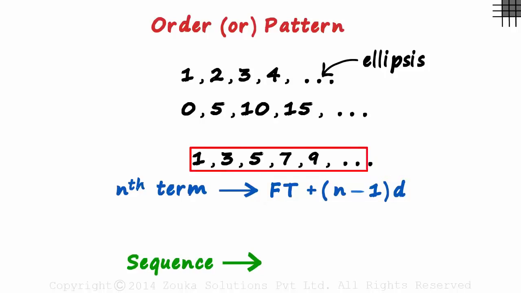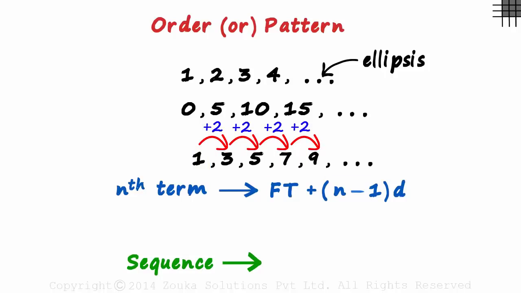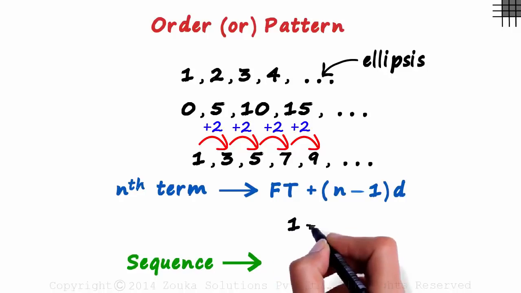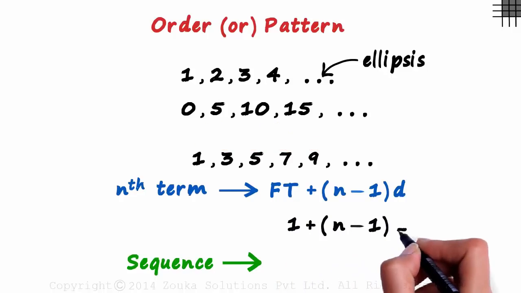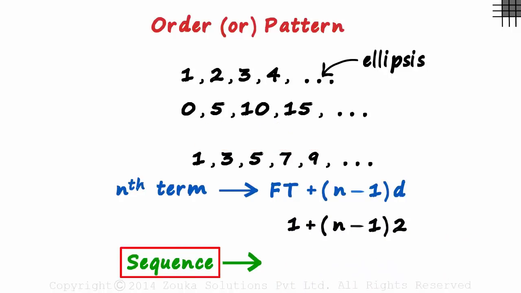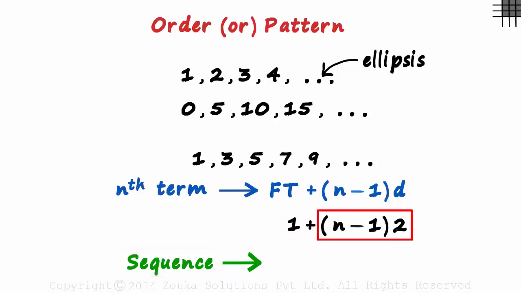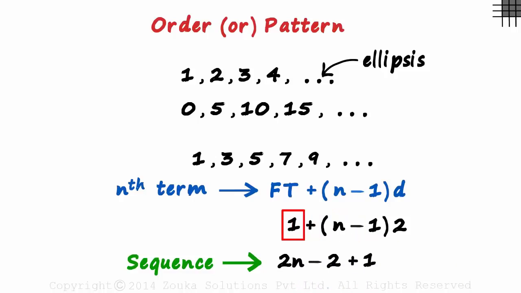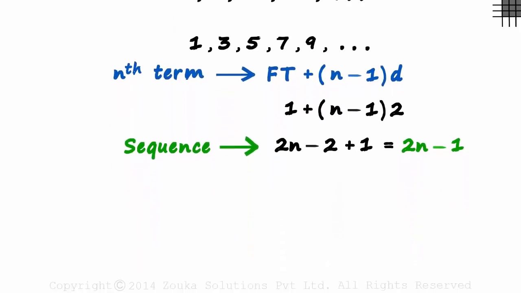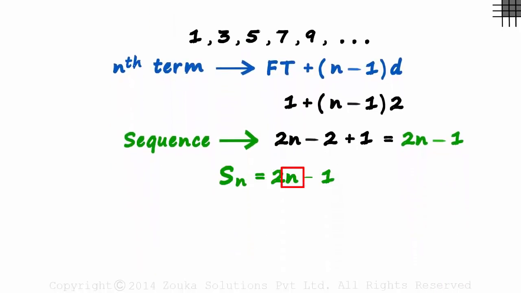In this example, as the first term is 1 and the common difference is 2, the nth term will be 1 plus n-1 times 2. How do we define a particular sequence? We just solve this further. Expanding this gives us 2n minus 2 and we add the 1. This gives us 2n minus 1. Here, n takes the value of all natural numbers. Don't forget, n is the term number.